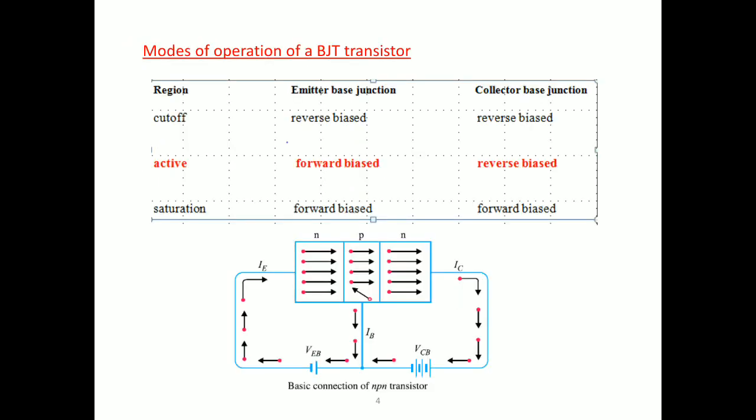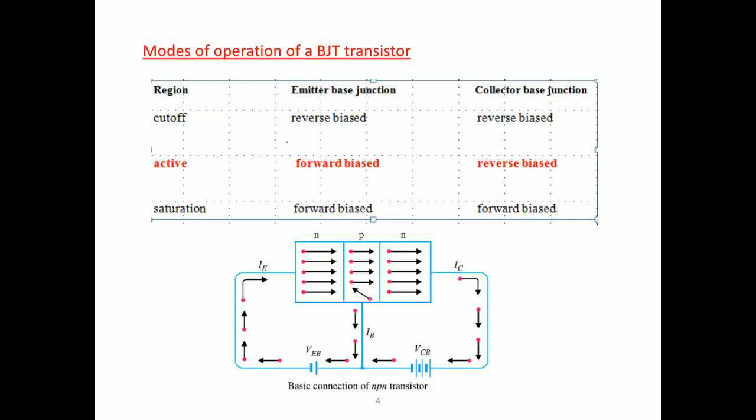Once you have identified the transistor, the modes of operation are very important. That is, the transistor is operated under the cutoff region, active region and the saturation region. What is the cutoff region? The emitter base junction, with externally applied voltage VBE, the base emitter voltage, is reverse biased and the collector base junction is reverse biased. So my transistor is under the cutoff region.